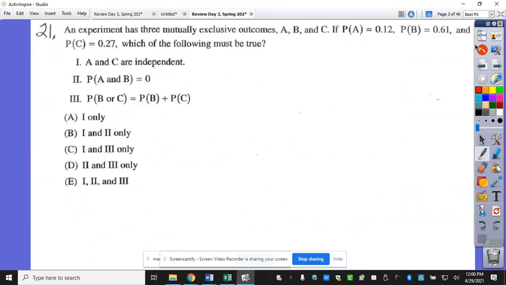Next one is number 21. This problem, I'm not surprised at all that it is one of our most missed problems. But some of the things that you didn't know at this point within this problem probably concern me a little bit, just because you need to know these, but us covering them now is fine. It's been a while since you've done this. Okay. An experiment has 3 mutually exclusive outcomes. What does it mean to be mutually exclusive?